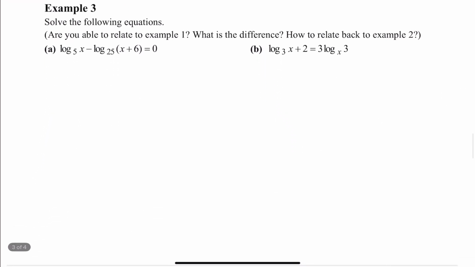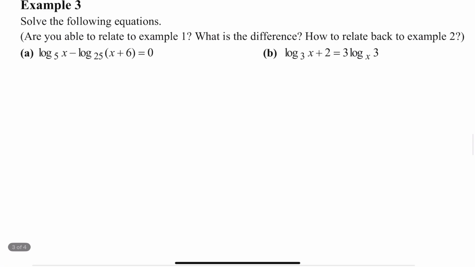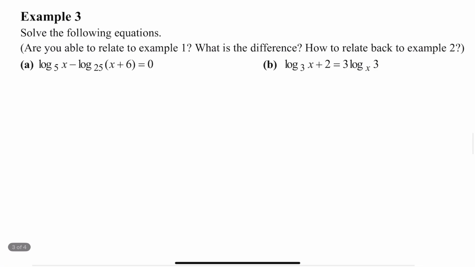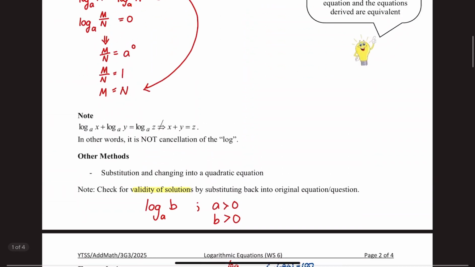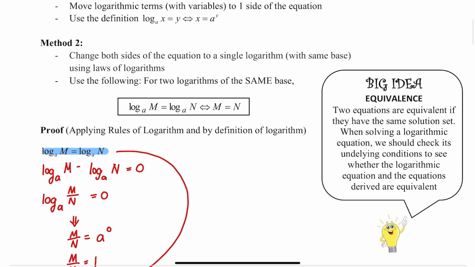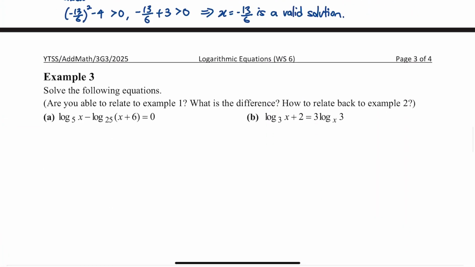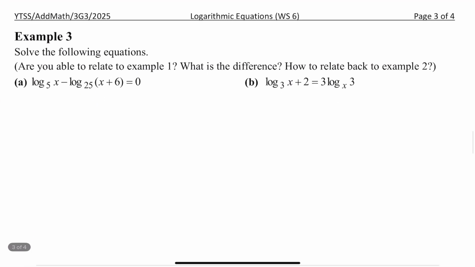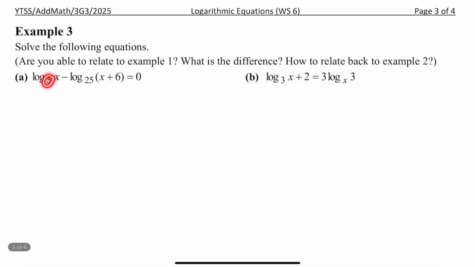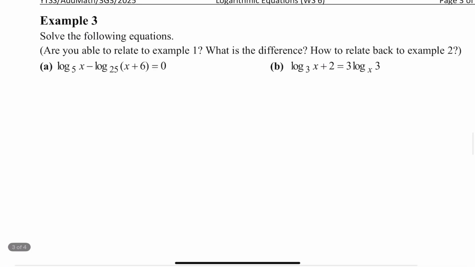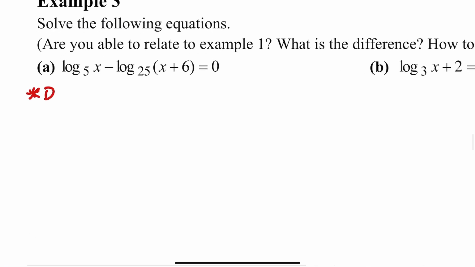Example 3 here. If you look at example 3, I have log terms over here. Remember, if you want to use method 2, the base here must be the same. The difference in example 3 is that I have log functions with different bases. I have a base 5 here and base 25. So naturally, because of the different bases, maybe I can make a note at the side here. Note these are different bases.